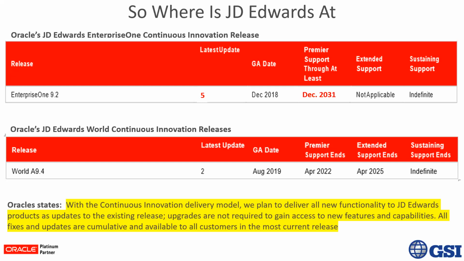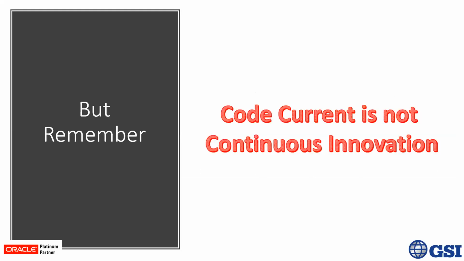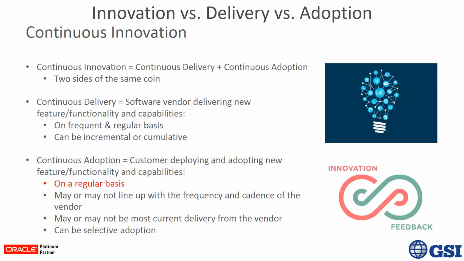So it's important for you to understand that simply because you're on apps 9.2.5, and because you're on tools 9.2.5.1, that doesn't mean that you're following the process that Oracle is recommending. You need to understand that code currency does not mean you're in a continuous innovation mindset. That mindset means that they are delivering stuff and you are adopting those things. So Oracle occasionally is delivering new functionality, fixes, enhancements, etc. They're doing this on a regular basis.